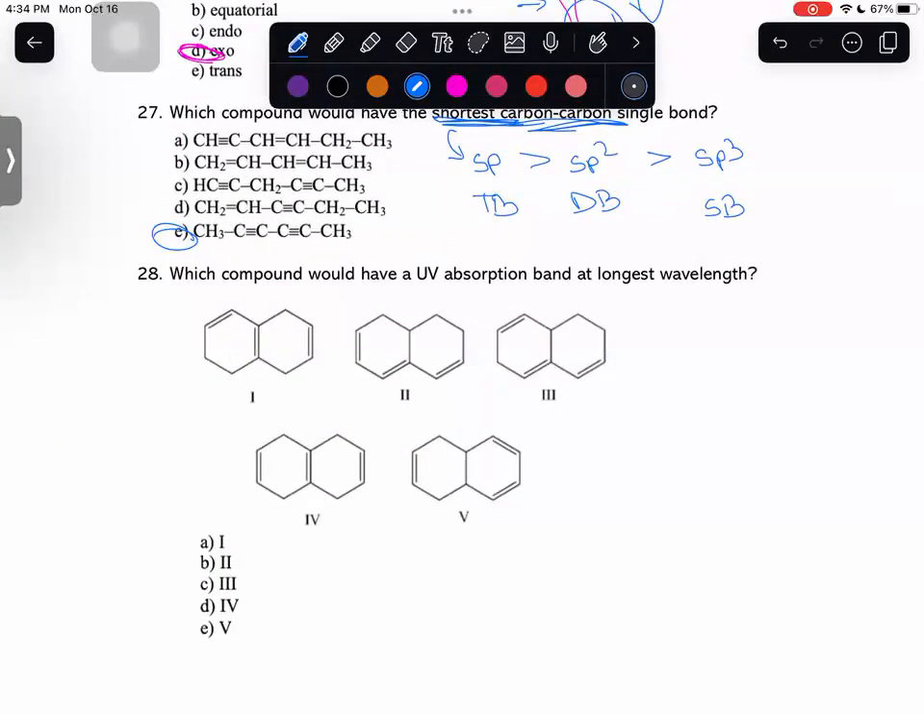Okay, what about question 28? So everyone agree with B? A? No? B as in boy? Exactly. If they're asking for the longest wavelength, we're looking for the most conjugated one. Remember, that was the relationship. What was the relationship of conjugation and energy? Exactly, the lower the energy.